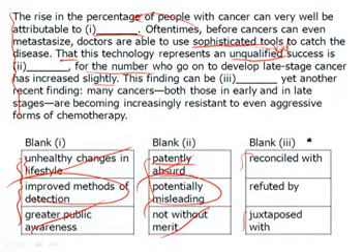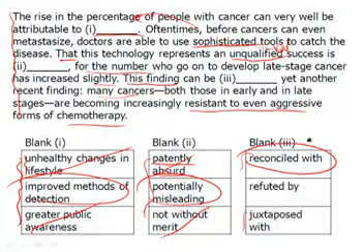And then finally, blank 3. This finding can be blanked by yet another recent finding. So this finding is what? Well, this finding, of course, is the idea that the number who develop late-stage cancer has increased. And this finding can be blanked with another recent finding that what? Well, many people are becoming resistant to aggressive forms of chemotherapy or treatment. So you can see that, okay, well, this finding makes sense now. It can be understood, or, and the word we're going for here is reconciled with. So now we can make sense of this finding.